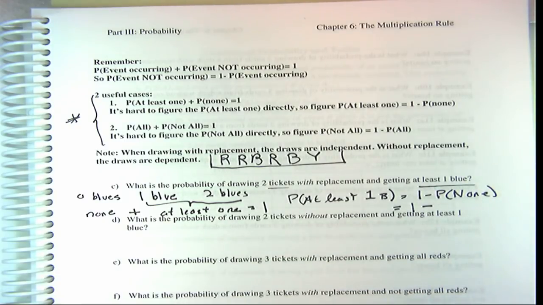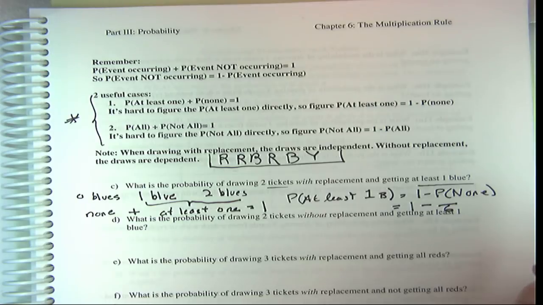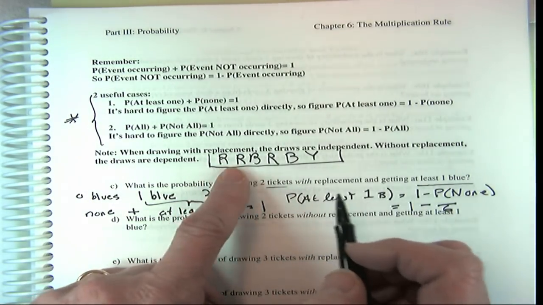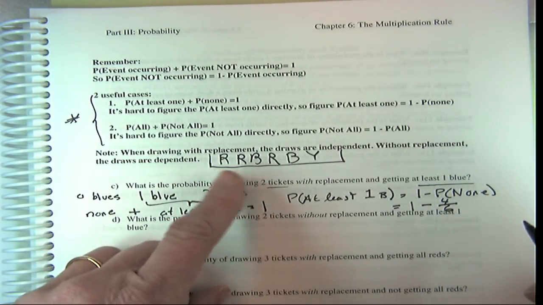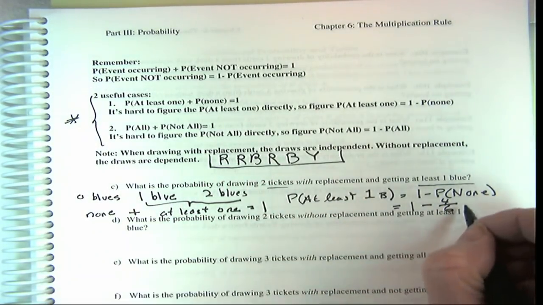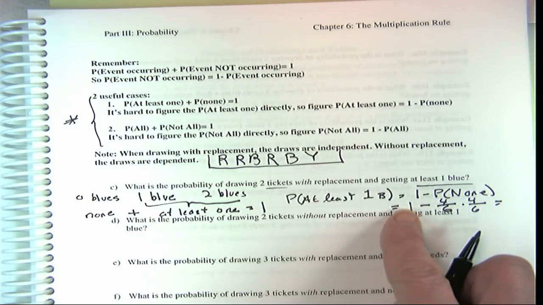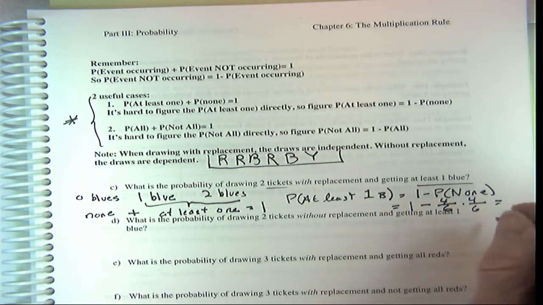Now, no blues. No blues out of the 6. How many are not blue? On your first, you're drawing 2 tickets. So how many are not blue? 1, 2, 3, 4 are not blue. So it's 4 out of 6. Then you put that not blue back, whatever it was, and the next one is 4 out of 6. So you have the same thing. You have 36 minus 16, which is 20 out of 36.